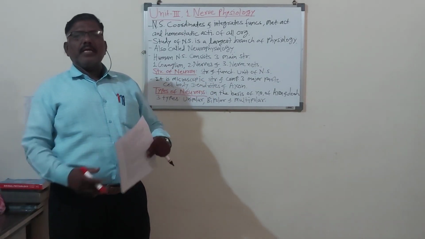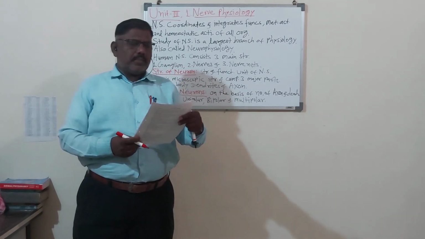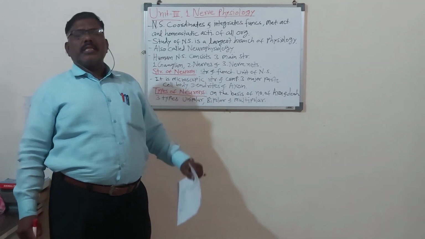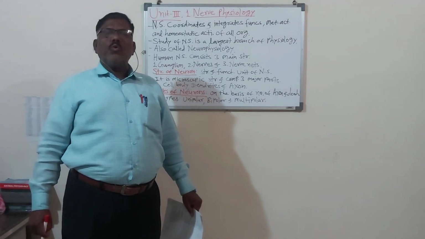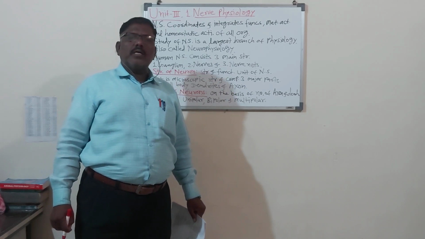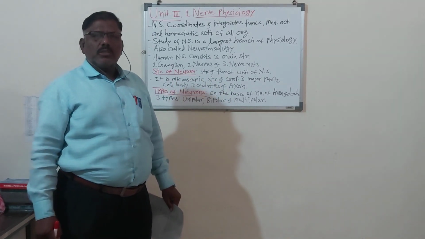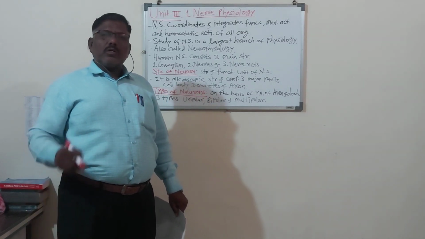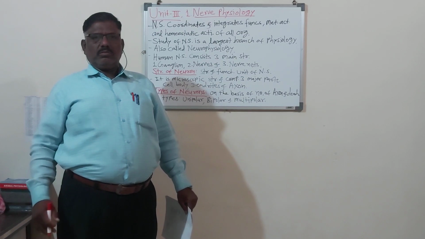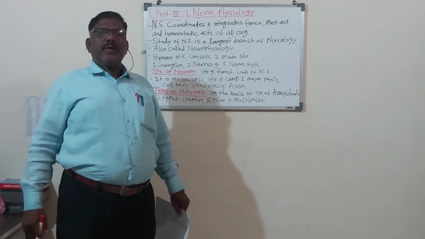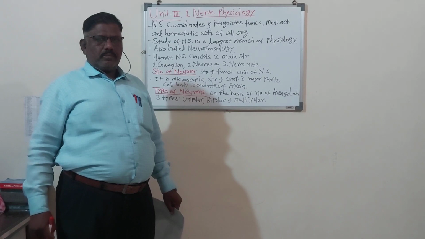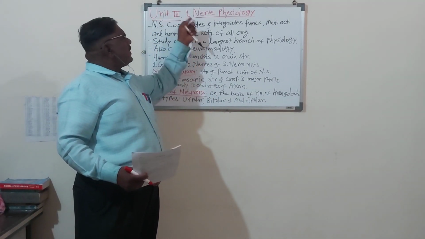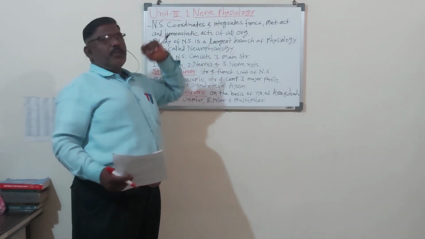And in the second unit there are 2 chapters. The first one is excretion and the second one is the cardiovascular system, which is also called the blood circulatory system. So we have completed the 5 chapters in units one and two. Today we will start unit number 3, first chapter, that is nerve physiology.